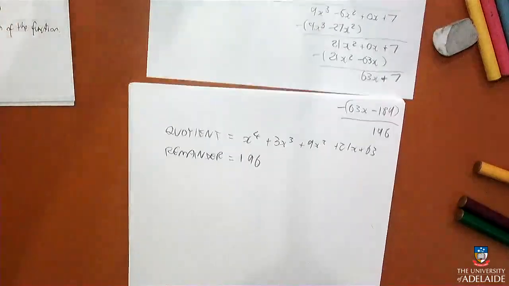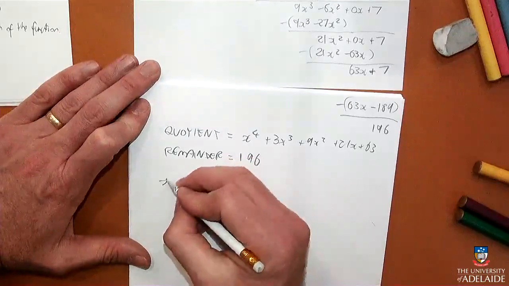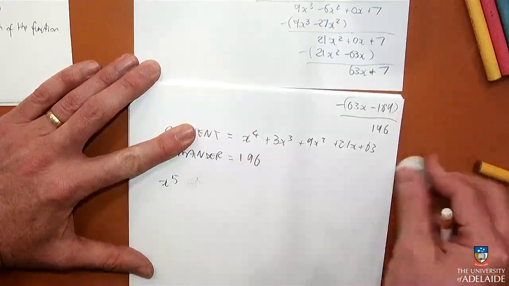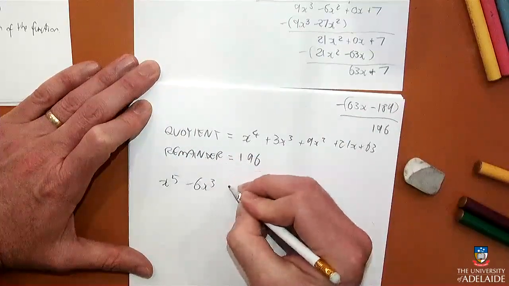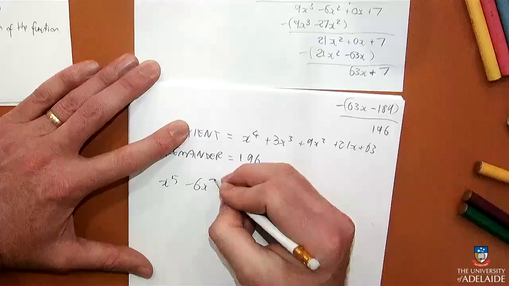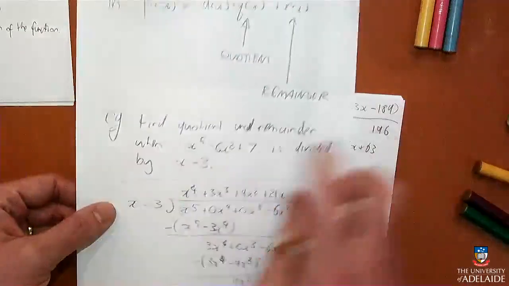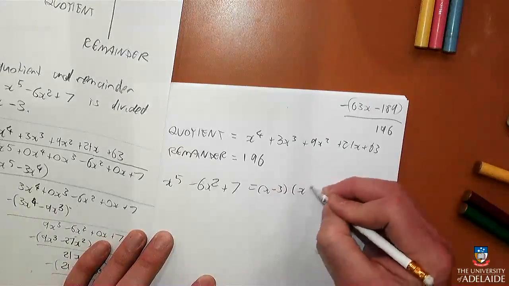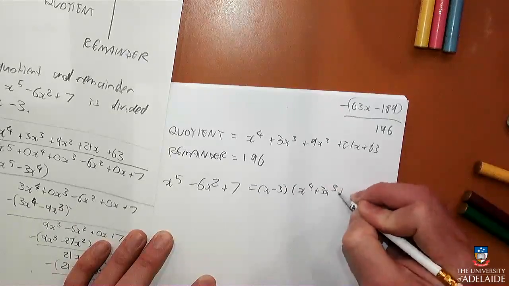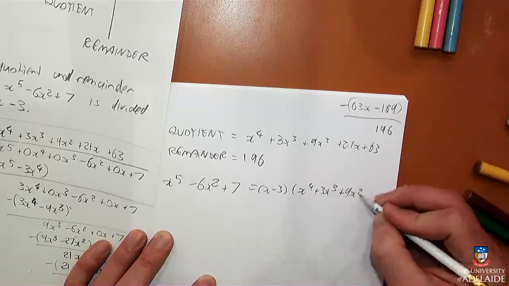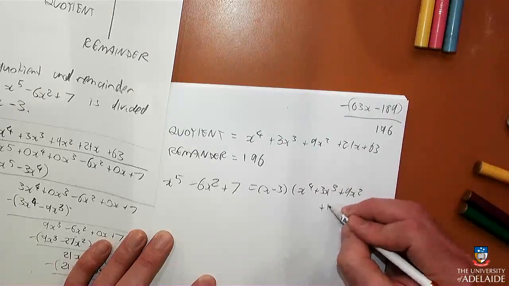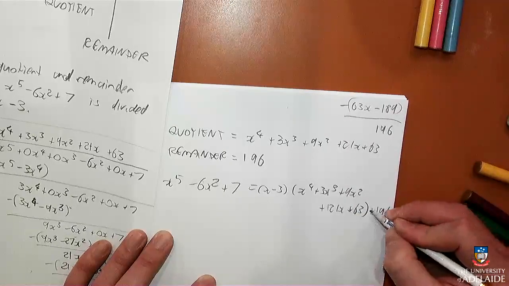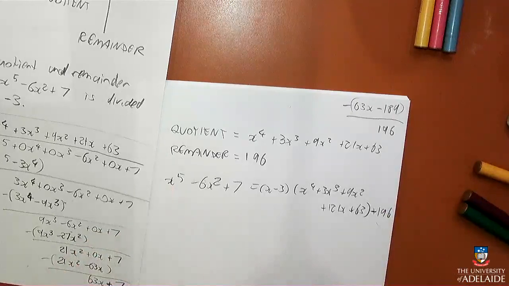Okay, and just to be sure we know what's going on, x to the 5 minus 6x squared, sorry, plus 7 should be equal to x minus 3 times x to the 4 plus 3x cubed plus 9x squared plus 21x plus 63. And then we'll need to add a 196 to get it to come out to the right answer. That's how it works.